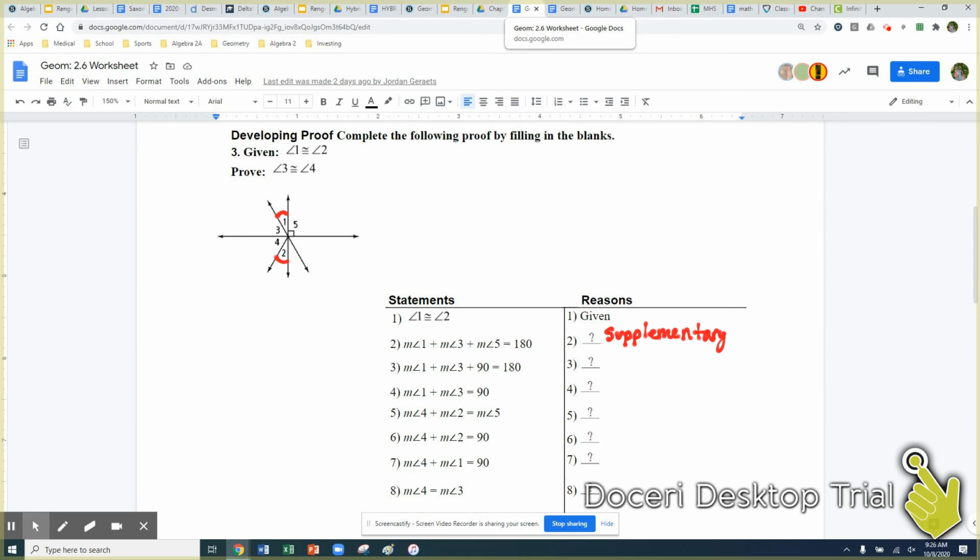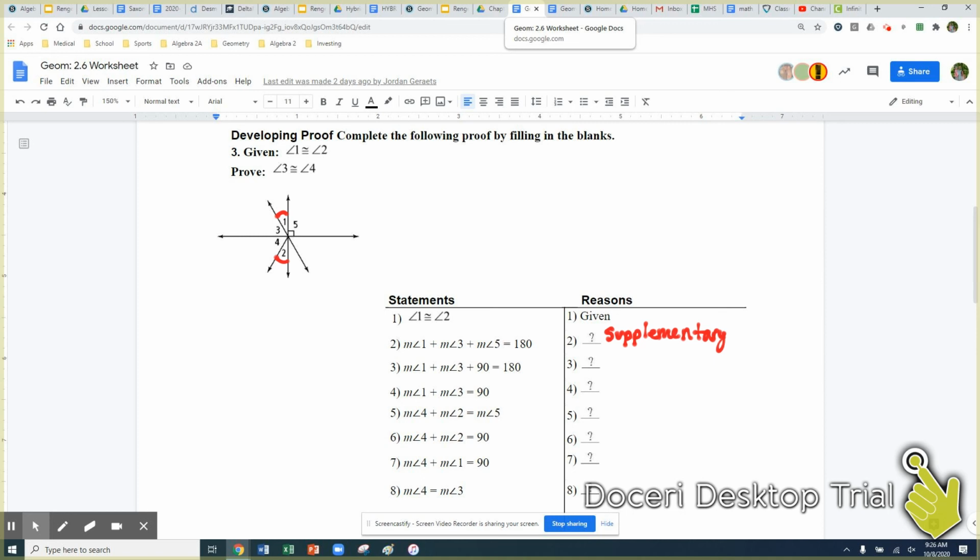So 1, 3, and 5 are adding up to a straight line, which means they are supplementary. They're adding up to 180 degrees. Next, we look at, okay, measure of angle 1 plus measure of angle 3 plus 90 equals 180. Now look from this step to this step. This angle changed to 90. So we replaced the measure of angle 5 with 90.